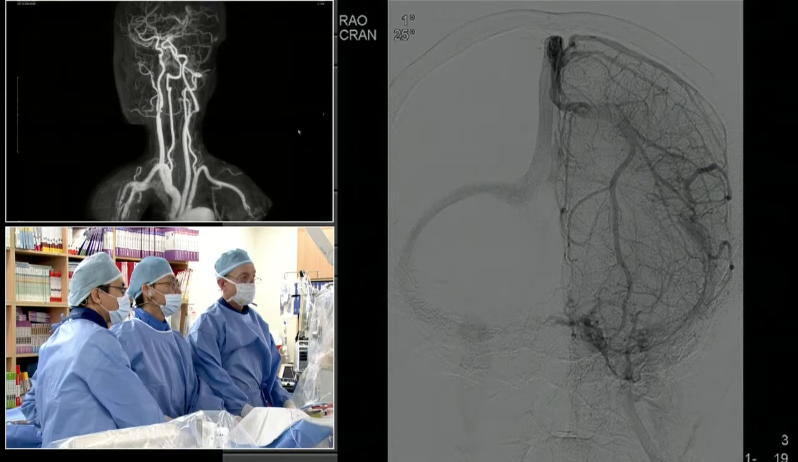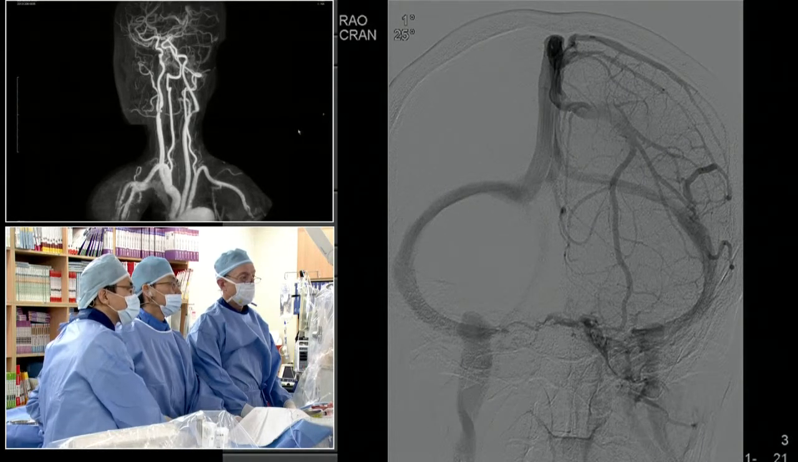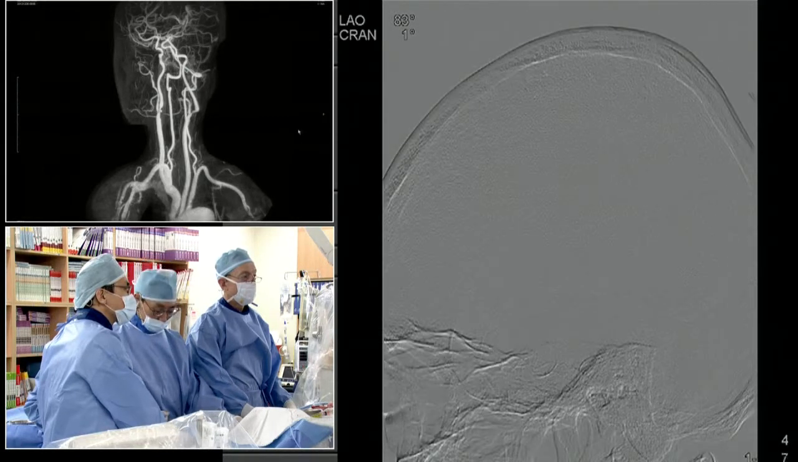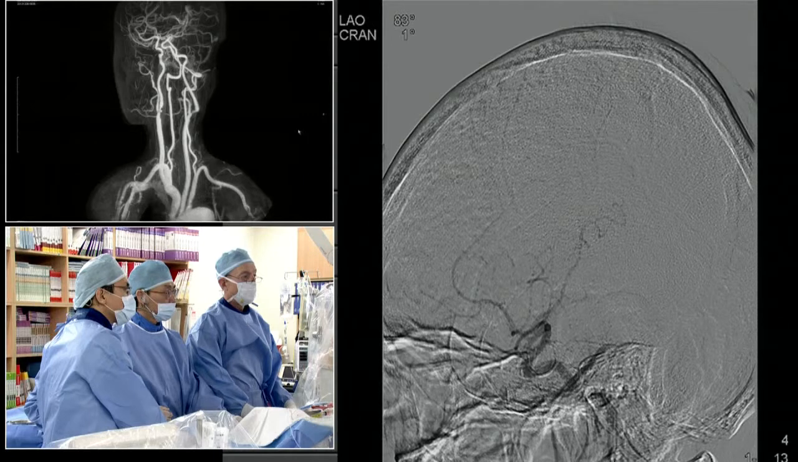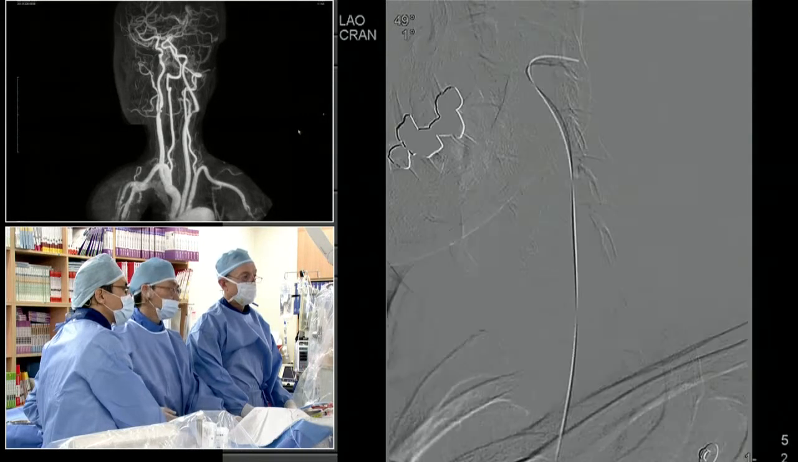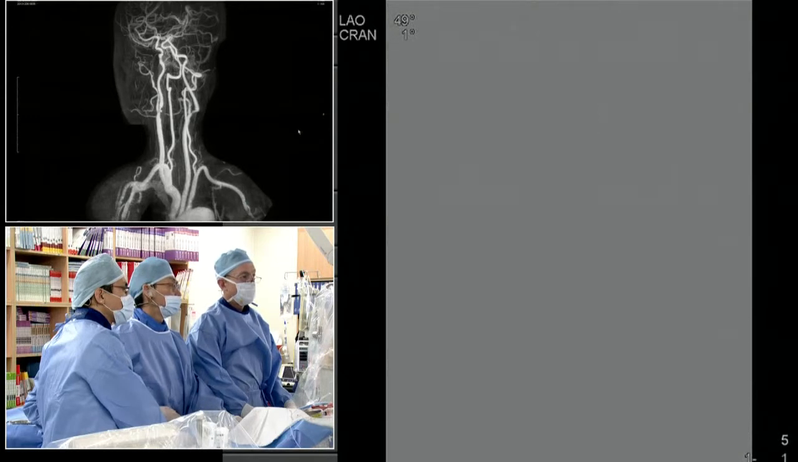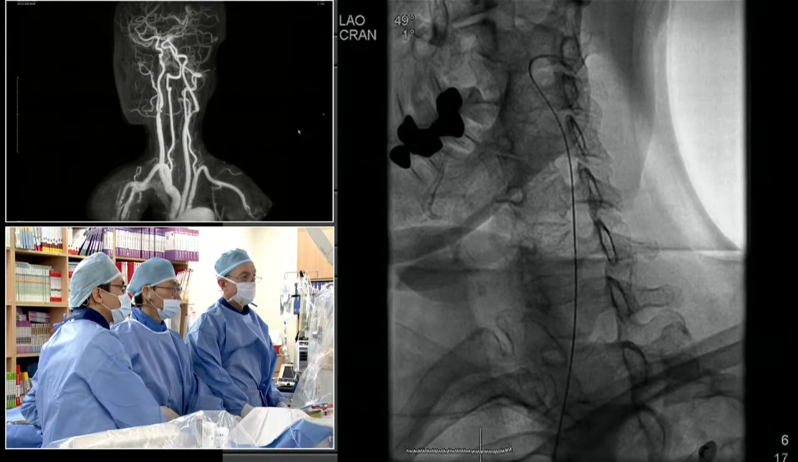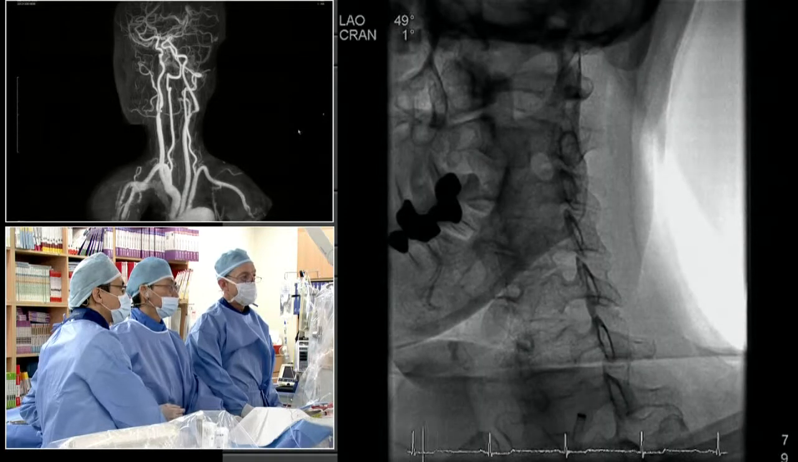I think you can skip the lateral view and then go to the next view after the lateral cerebral shot. Okay, you can go to the next one. So first we crossed with the NAV6 wire. As you know, it's an independent wire system. Then the next shot, that's actually our wire in the external, which we use to put the shuttle up. You can continue to go forward.